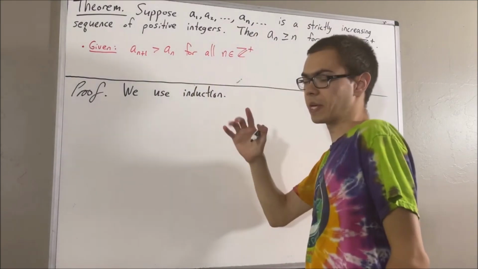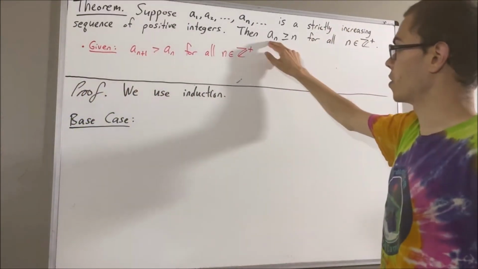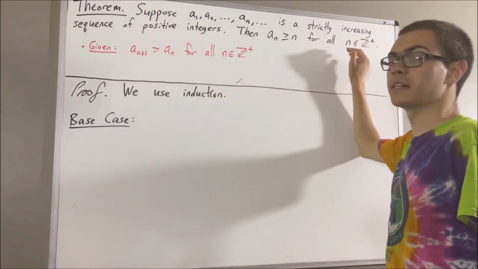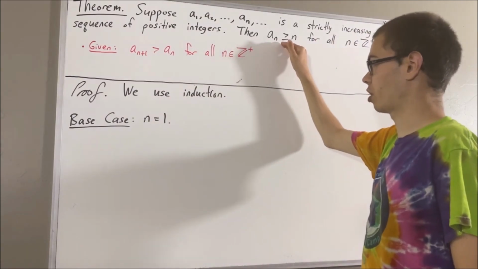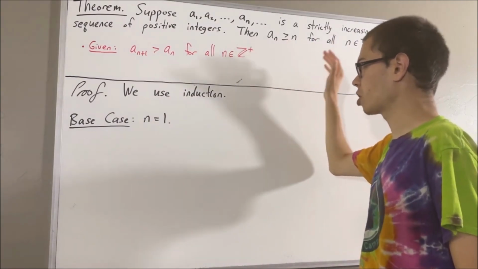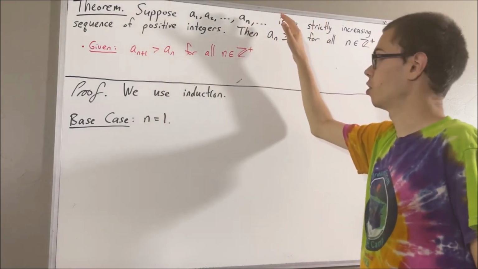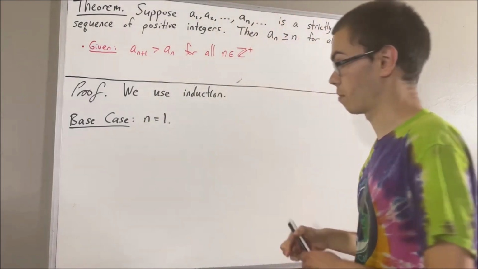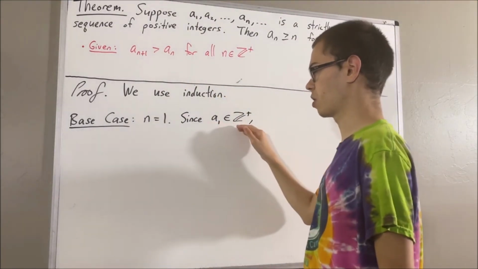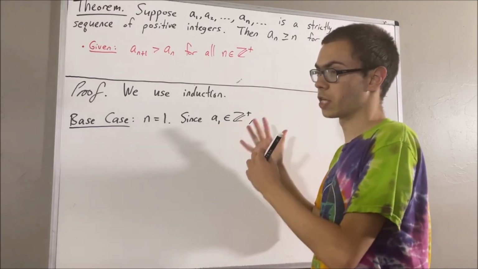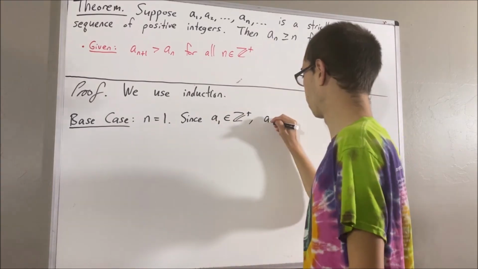So let's start with the base case. In the base case, we're trying to show that this is true in the case where n is equal to 1. Really, we're trying to show that a1 is greater than or equal to 1. Well, to start, since every term in our sequence is a positive integer, we have that a1 is a positive integer. And since a1 is a positive integer, we know that every positive integer is greater than or equal to 1. So a1 is greater than or equal to 1.